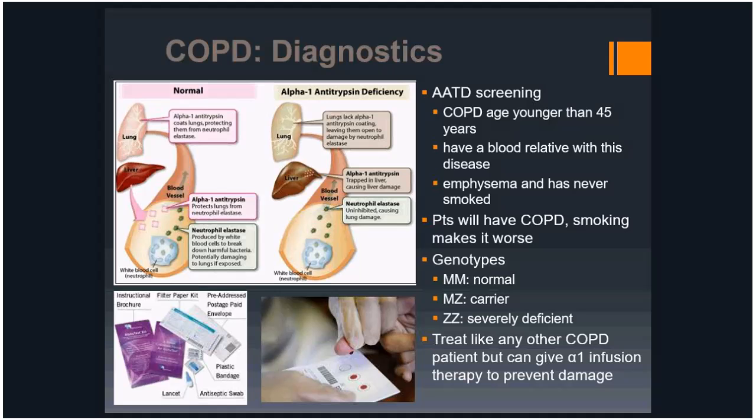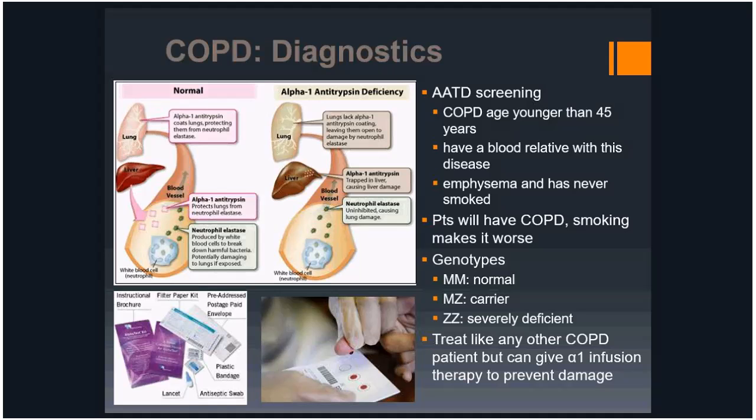This is going to be important in patients where you have COPD in someone that's younger than 45 years of age. Typically in these patients, they have a blood relative that already has been diagnosed with it, or you have someone who reports this deficiency in a blood relative. And you also see this in patients who have emphysema, but they've never smoked. These patients will have COPD if they have this deficiency. And if they smoke, it makes it even worse.